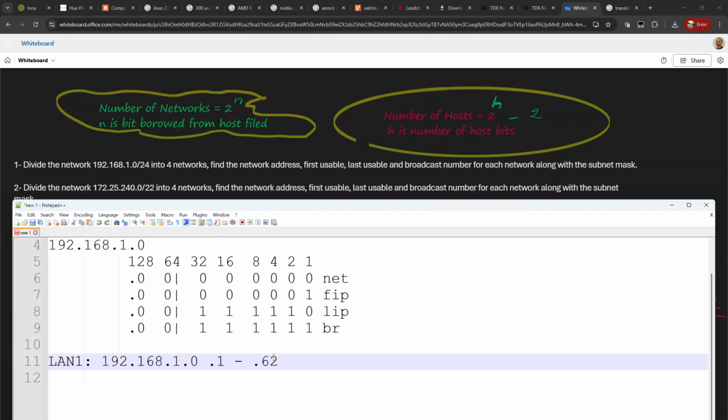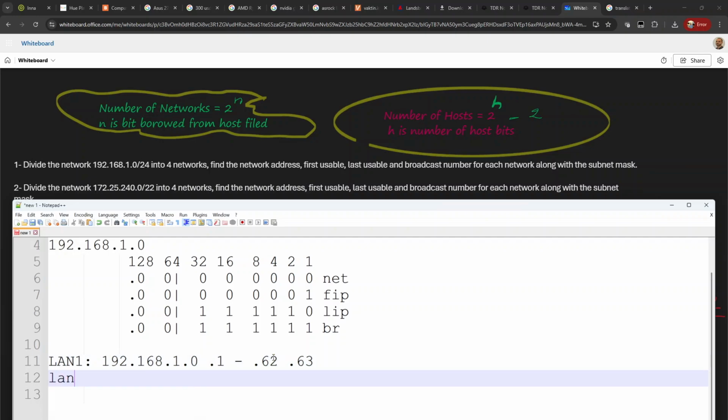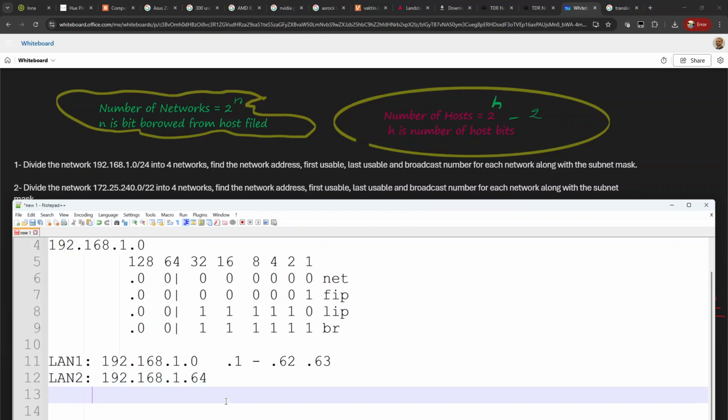62. And then, of course, the broadcast is the number that comes after the last usable address, which is 63. And the next network that we're going to use for LAN 2 should be 192.168.1.64. So I can write the 64 down here, like this.